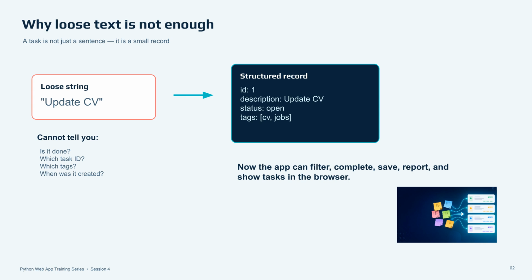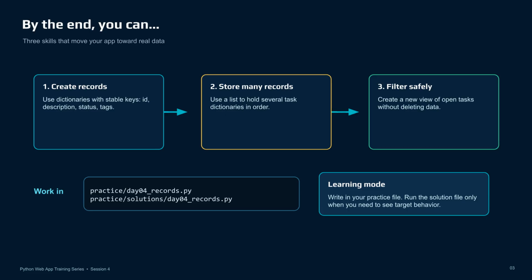A simple string only holds the words. A structured dictionary allows your application to filter, complete, save, and report on tasks by tracking specific fields like ID and status. By the end of this video, you will master 3 core skills to manage real data: creating structured records, storing them in lists, and filtering them safely without losing information.